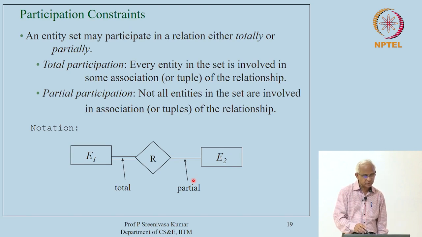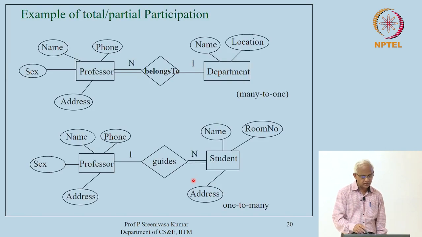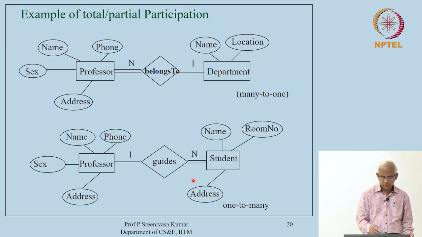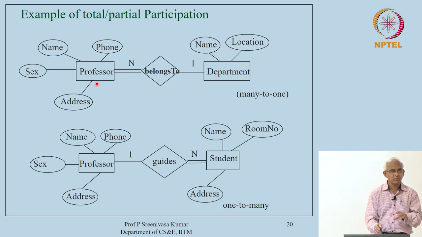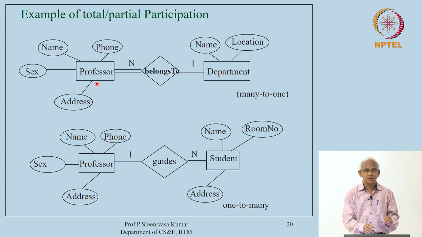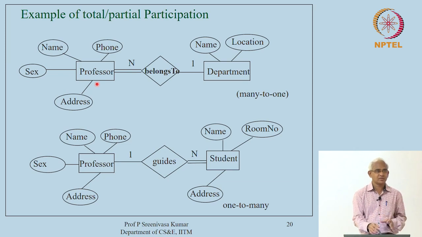We can revisit some of the earlier examples and see exactly how. For example, if you take this belongs to association between professor and department, we earlier said that there should not be any freestanding professors who are not associated with any department. In our institute we have a policy that every professor must administratively belong to some department. This is not a universal policy, but a policy of a particular institute.